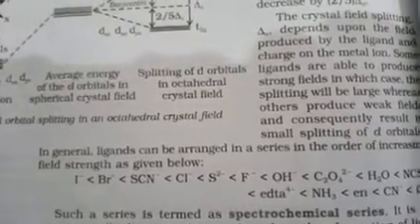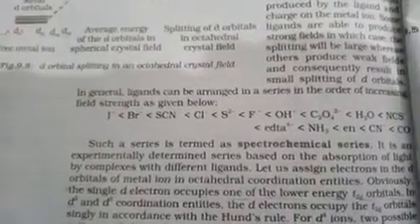In the spectrochemical series, which you have seen here, I minus is less than Br minus, which is less than SCN minus, Cl minus, S2 minus, F minus, and so on; this sequence we call the spectrochemical series. So the spectrochemical series is the series of ligands arranged in order of increasing field strength. This is the definition of the spectrochemical series. This was asked in the board examination.